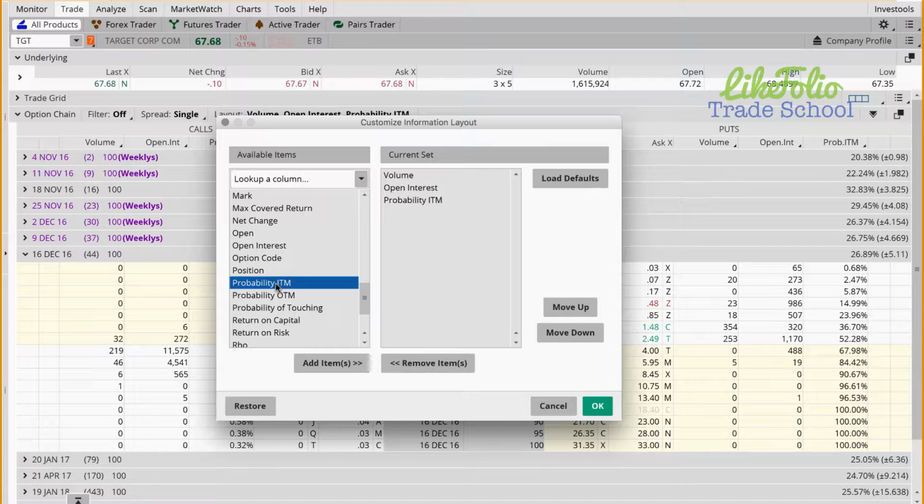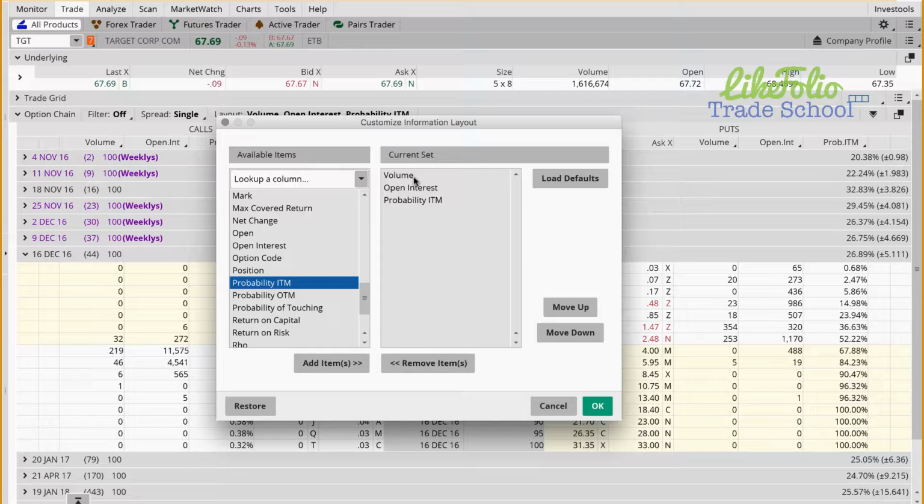There it is right there, and then you would just double click, or you could click add items. But this is the set that I like in this order: volume, open interest, probability in the money. That's the set that I like, so I would encourage you to copy that set if you're going to get serious about trading options, or if you're already serious about trading options. Those are the three main components that I like to see.